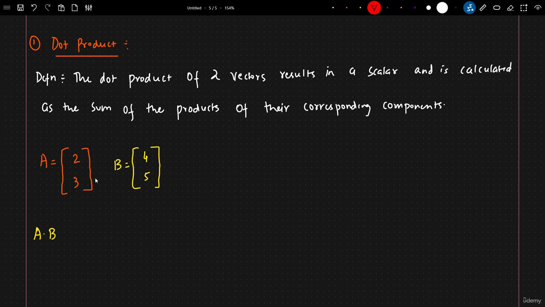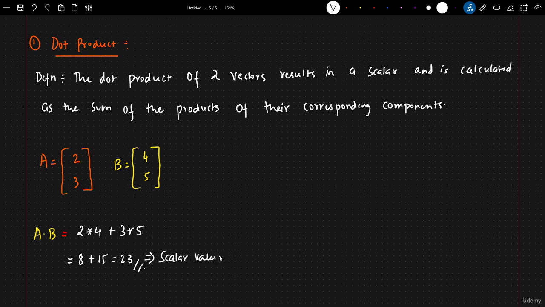So let's take the first x coordinate of both these vectors and we will write 2 multiplied by 4. Then as we said, it is calculated as a sum of the products of the corresponding components. So this is my first component. So 2 multiplied by 4 plus 3 multiplied by 5. We take this component and this component, multiply them, and then add the next component, that is 3 multiplied by 5. Once we calculate it, it is nothing but 8 plus 15, which is 23. So over here, 23 is my scalar value.